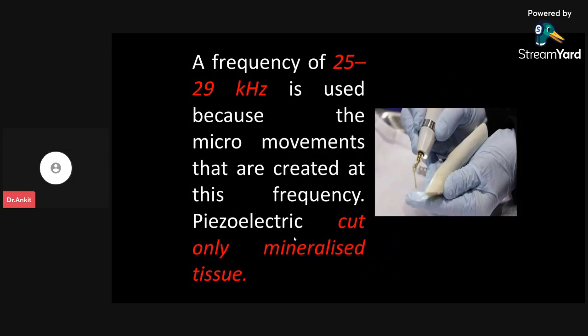Now coming to the frequency. A frequency of 25 to 29 kilohertz is used because the micro movements that are created at this frequency cut only the mineralized tissues. Okay, only the mineralized tissue. So whenever you use the piezotome, it does not cut the soft tissue. I will repeat, it does not cut the soft tissue, it cuts only the bone, because it works at that particular frequency. That is the wonder of piezotome, my friends.